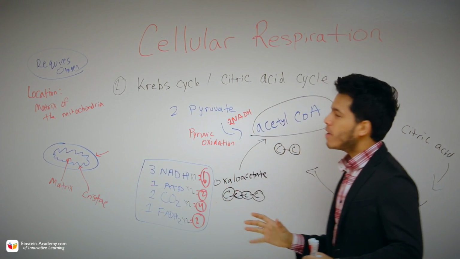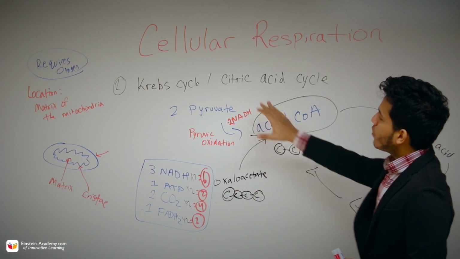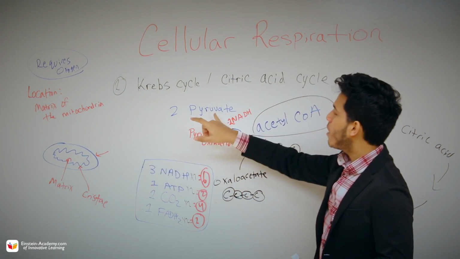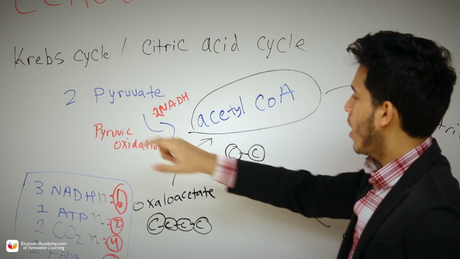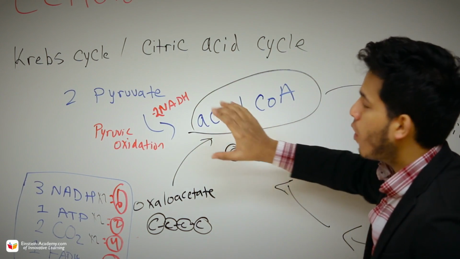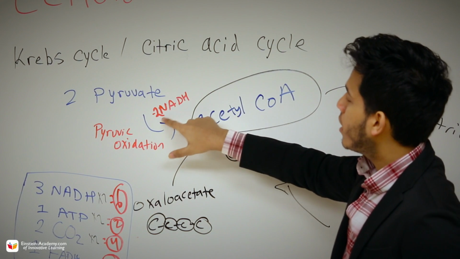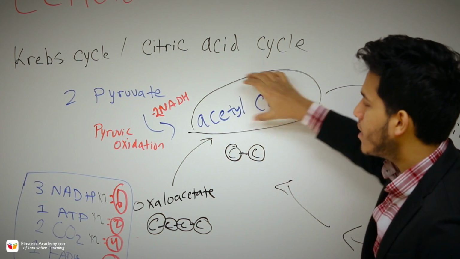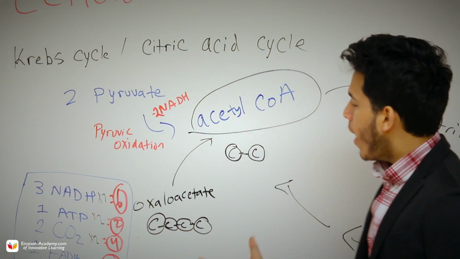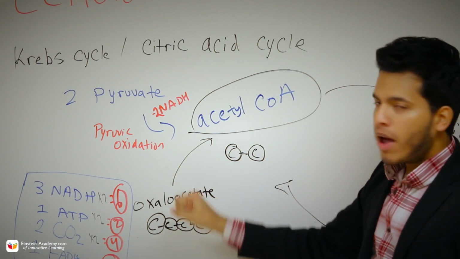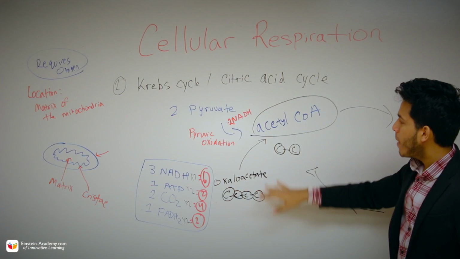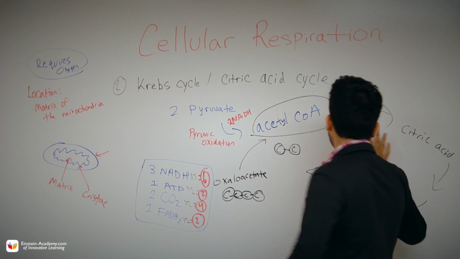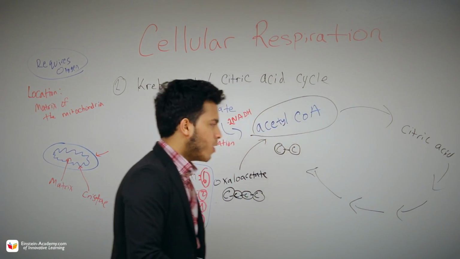Let's just summarize now what just happened. So, we start off with the Krebs cycle. We can't really use pyruvate in the matrix of the mitochondria. The pyruvate has to undergo pyruvic oxidation to generate acetyl-CoA. This is called the transitional stage, and we got 2 NADH resulting from this. Now, once acetyl-CoA is in the matrix of the mitochondria, it can go ahead and find oxaloacetate and bind to it. Oxaloacetate is a 4-carbon compound, acetyl is a 2-carbon compound, and together they form citric acid, a 6-carbon compound.